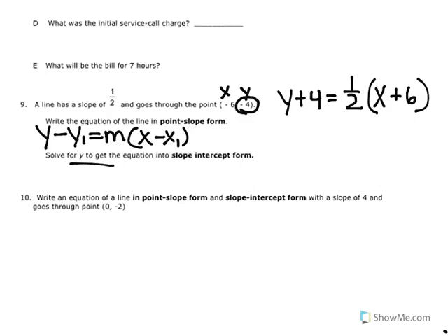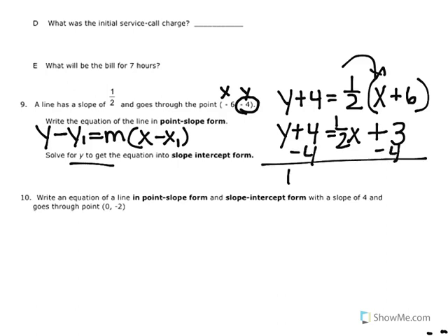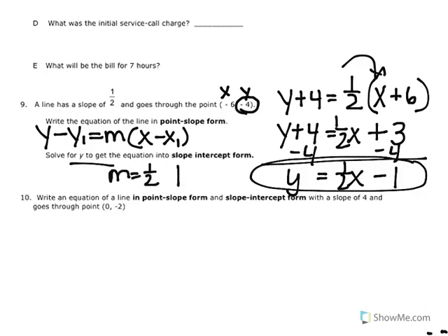Okay, now it says solve for y and get into slope-intercept form. So we have y plus 4. 1/2 times x is 1/2 x. And 1/2 times 6, you can put that in your calculator, but multiplying by half is the same as dividing by 2. It's going to be plus 3. And now we're going to subtract 4 from both sides. And we get y equals 1/2 x minus 1. And there you are in slope-intercept form. So what's the slope? The slope is 1/2. What's the y-intercept? The y-intercept is -1.